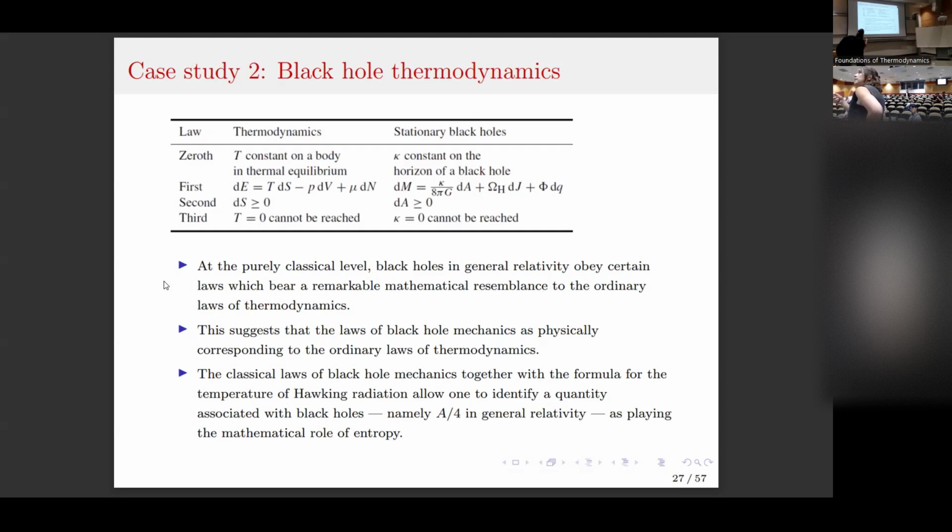For instance, there is an analogy with the zeroth law, in which in thermodynamics we take T to be constant on a body in thermal equilibrium, whereas in black holes we take the surface gravity to be a constant on the horizon of the black hole. There is also an important formal analogy with respect to the first law that you see there. There is an analogy with respect to the second law. So in the second law, we say that entropy cannot decrease; in black hole thermodynamics, it's the area, the surface area, that cannot decrease. And there is also an analogy with the third law of thermodynamics. So according to some physicists, these analogies suggest that black holes are thermal, and that we can actually apply the laws of thermodynamics to this type of systems.